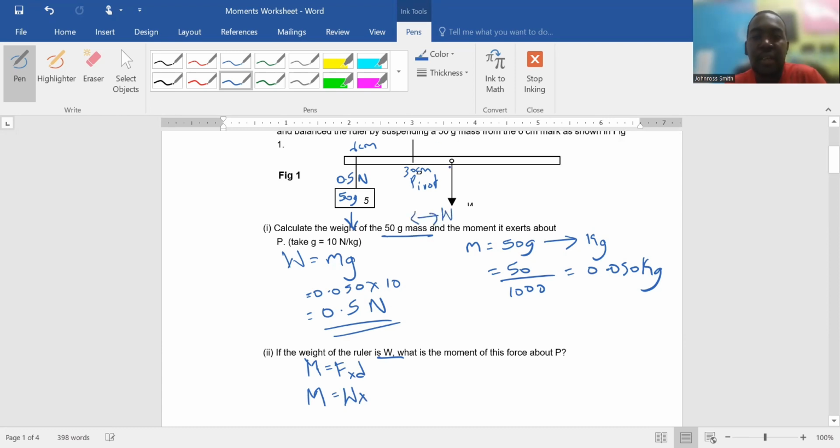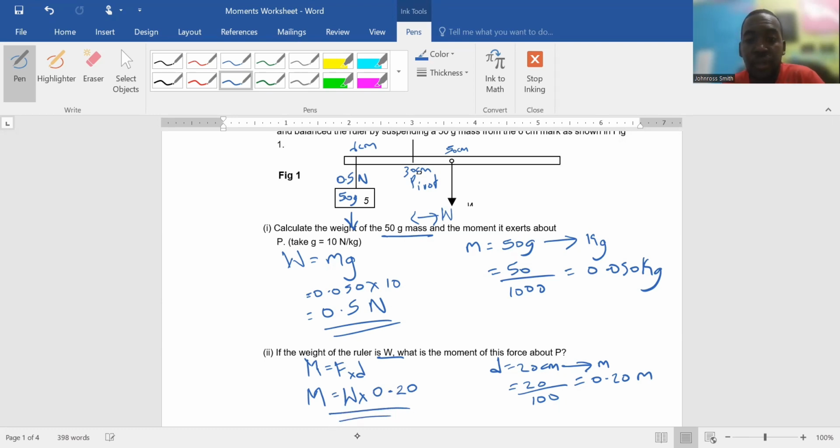We know that it's a uniform object, so its center of mass is at 50, and it's at 30 from the pivot, so 50 minus 30 is 20. So that is 20 centimeters. And again, we always use our SI units, so we change that to meters by dividing by 100. So it's 0.20 meters. Therefore, this would just be W multiplied by 0.20 meters. And that would be the moment of the weight of the ruler.